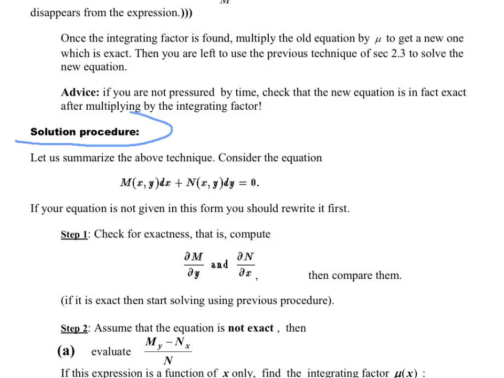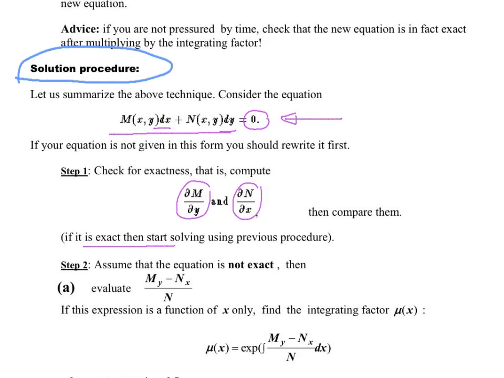Here I'm just going to repeat the same steps which we considered in the previous example. We said what an integrating factor is and how to solve using an integrating factor. Now this is the solution procedure. This is a differential equation which has to be written in this form: right hand side is 0, with dx and dy. Step 1, we have to check partial M partial y and partial N partial x. If they are equal, then it is exact, then this is going to be section 2.3.